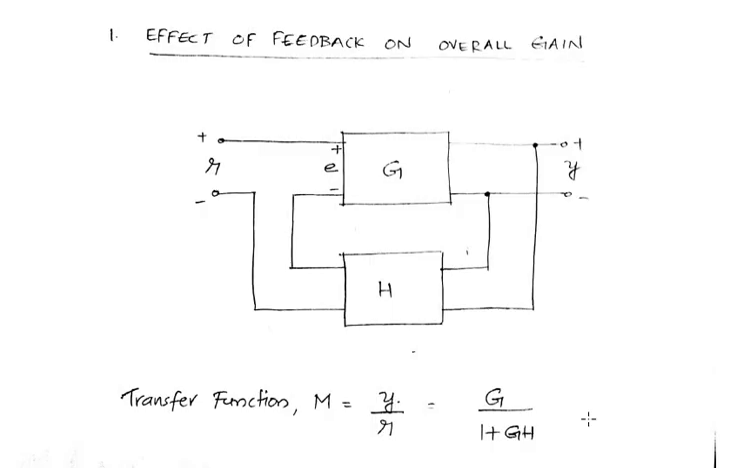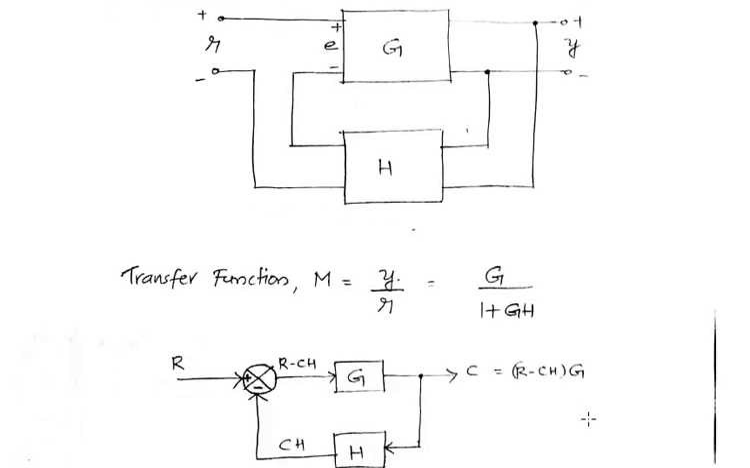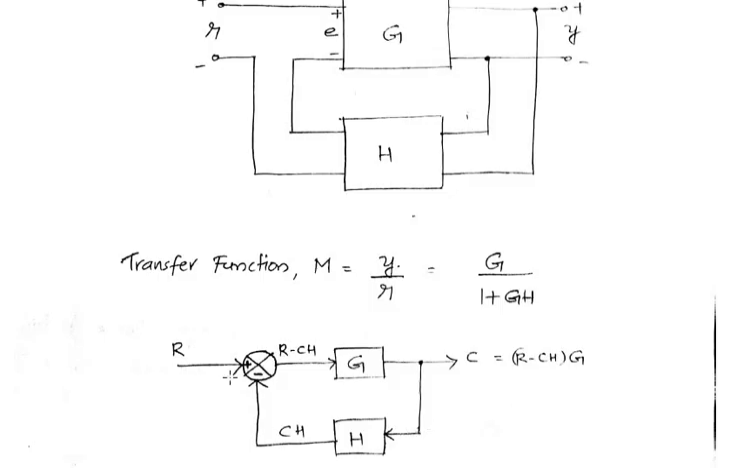That means the gain has now reduced. How will we get this G by 1 plus GH? We will discuss it now. This is a simple representation of the above system. We have a system with the gain G in the forward path, and we have taken a feedback from the output, and in that feedback path we have a feedback element with the gain H, and the output of the feedback element is applied to an error detector.